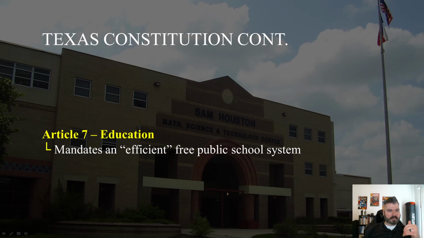Article 7 establishes our education system. It mandates that we have an effective free public school system, so it's paid for by tax dollars, which makes sense, right? I mean, everyone benefits from people being educated. But the question becomes, and I'm curious of your thoughts about this, how efficient is our public school system? Are there problems? Let me know what you think those problems are, and how you would go about fixing them. It's easy for us to point it out, but what can we do to fix it?